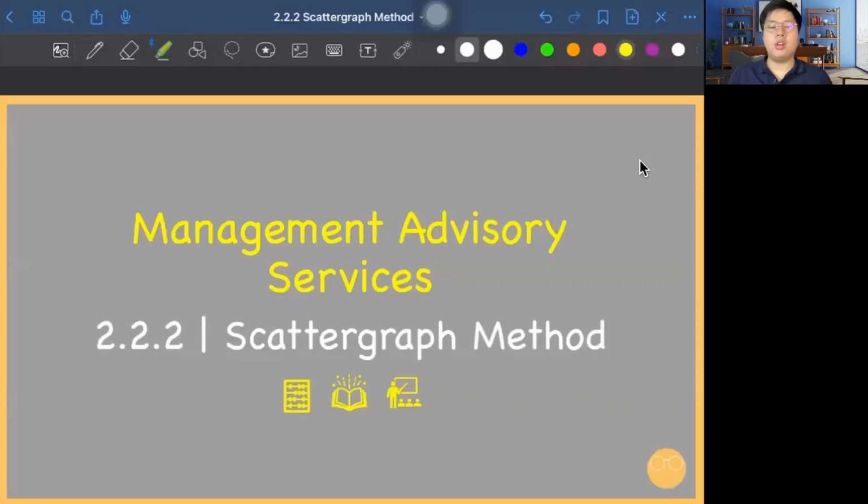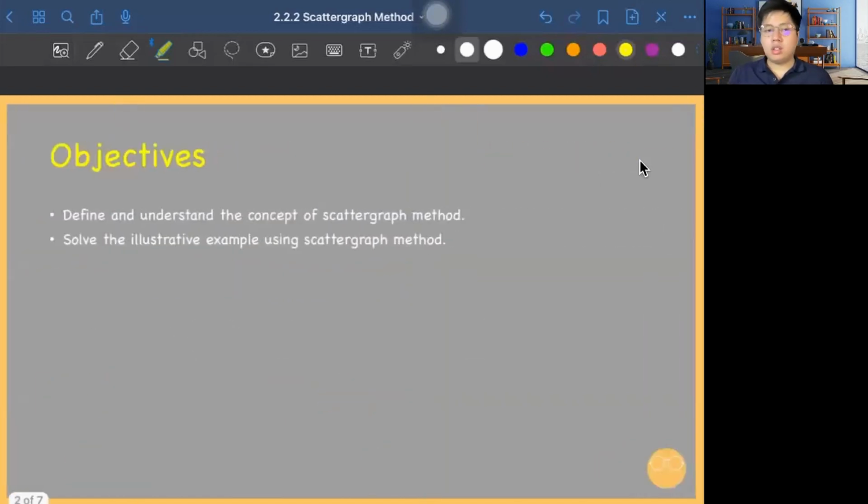Hello, everyone. Welcome to our discussion of the second most common cost segregation technique, which is the scattergraph method. The objective for today's discussion is to define and understand the concept of the scattergraph method, and we should be able to solve the illustrative example using this method.